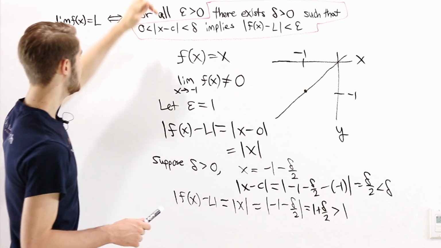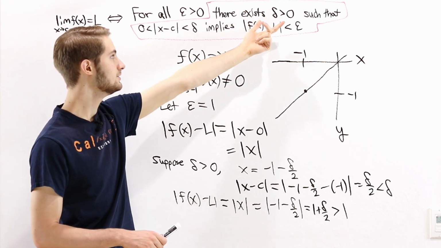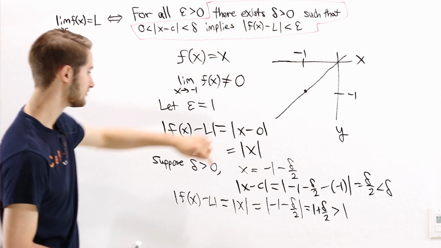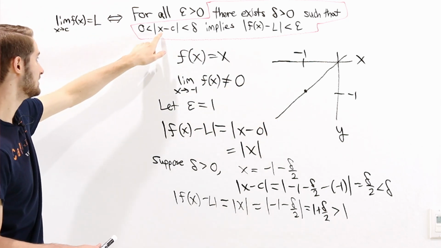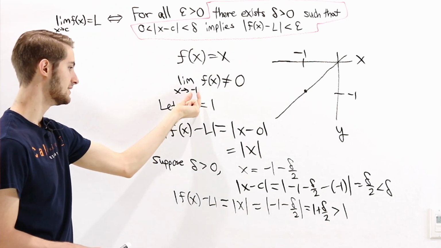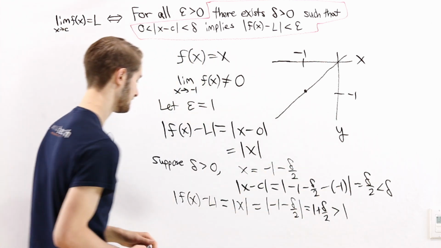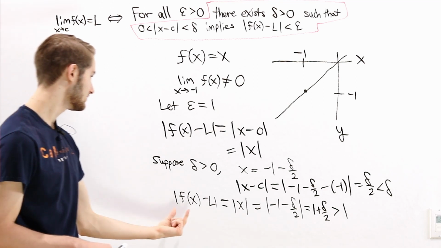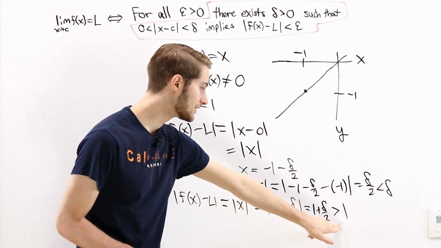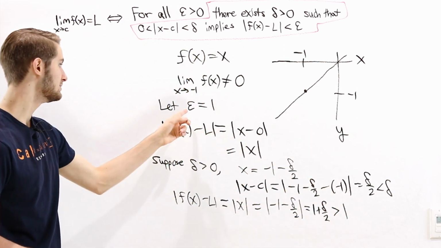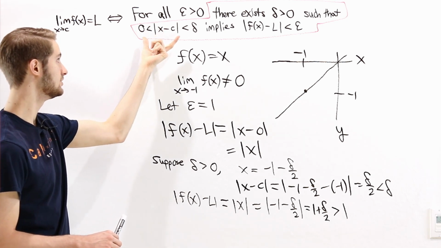So we've chosen our value of epsilon equal to 1, and we've said, suppose we have any value of delta greater than 0. We can find this value of x right here, and this value satisfies the condition that the distance from this limit input -1 is between 0 and delta, because it's delta over 2. But on the other hand, the distance from f of x to L, where L is 0 here, that's always going to be bigger than 1. So it's never going to be less than epsilon. So we have a situation where this first condition is true.